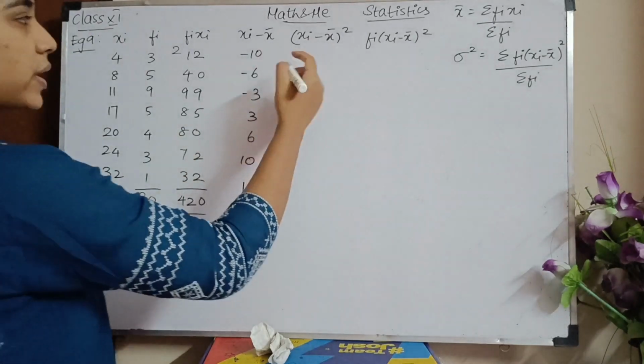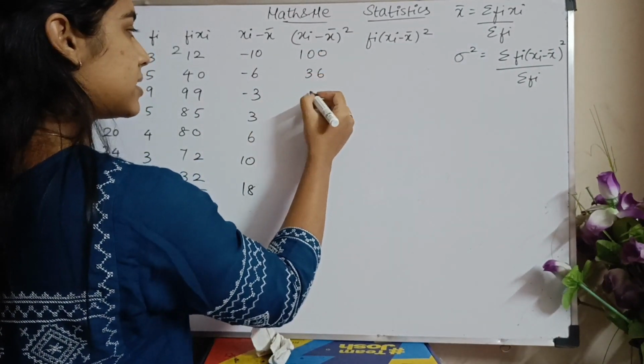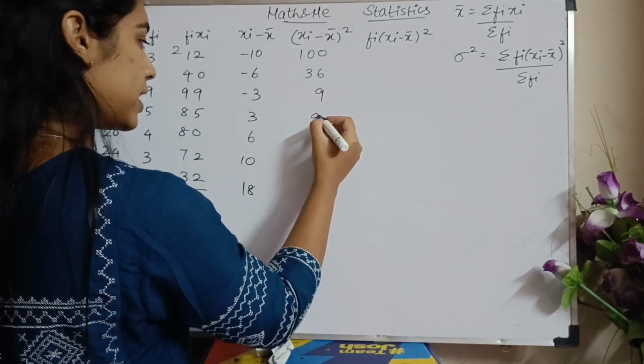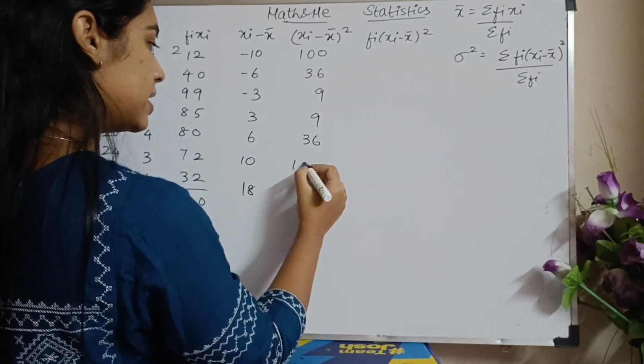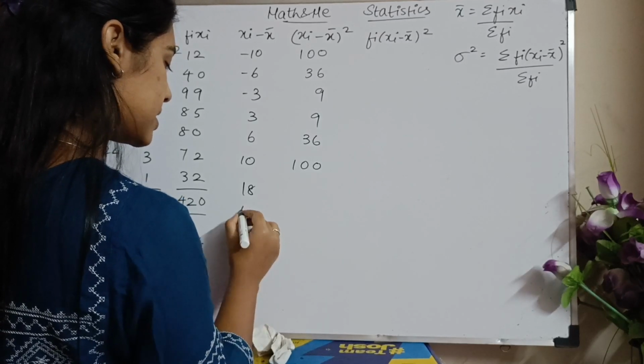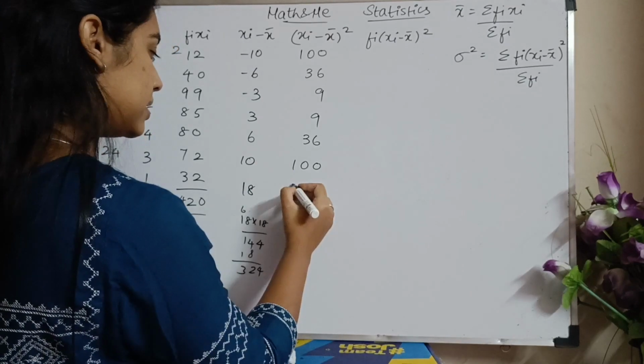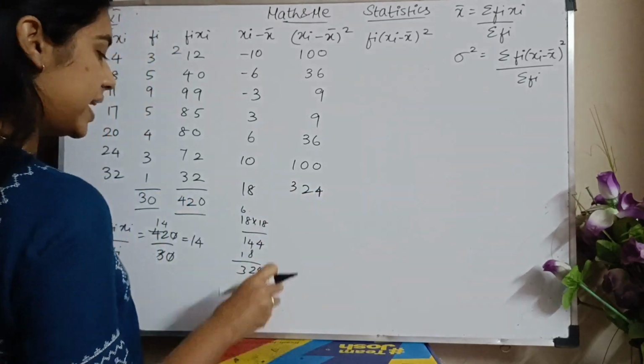Now I have to square this. So what is minus 10 the whole square? 100. 6 square is 36. 3 square is 9. 3 square is 9. 6 square is 36. 10 square is 100. What is my 18 square? 8 8s are 64, 6 1s are 6, 14, 8 1s are 8, so 324 is my 18 square.